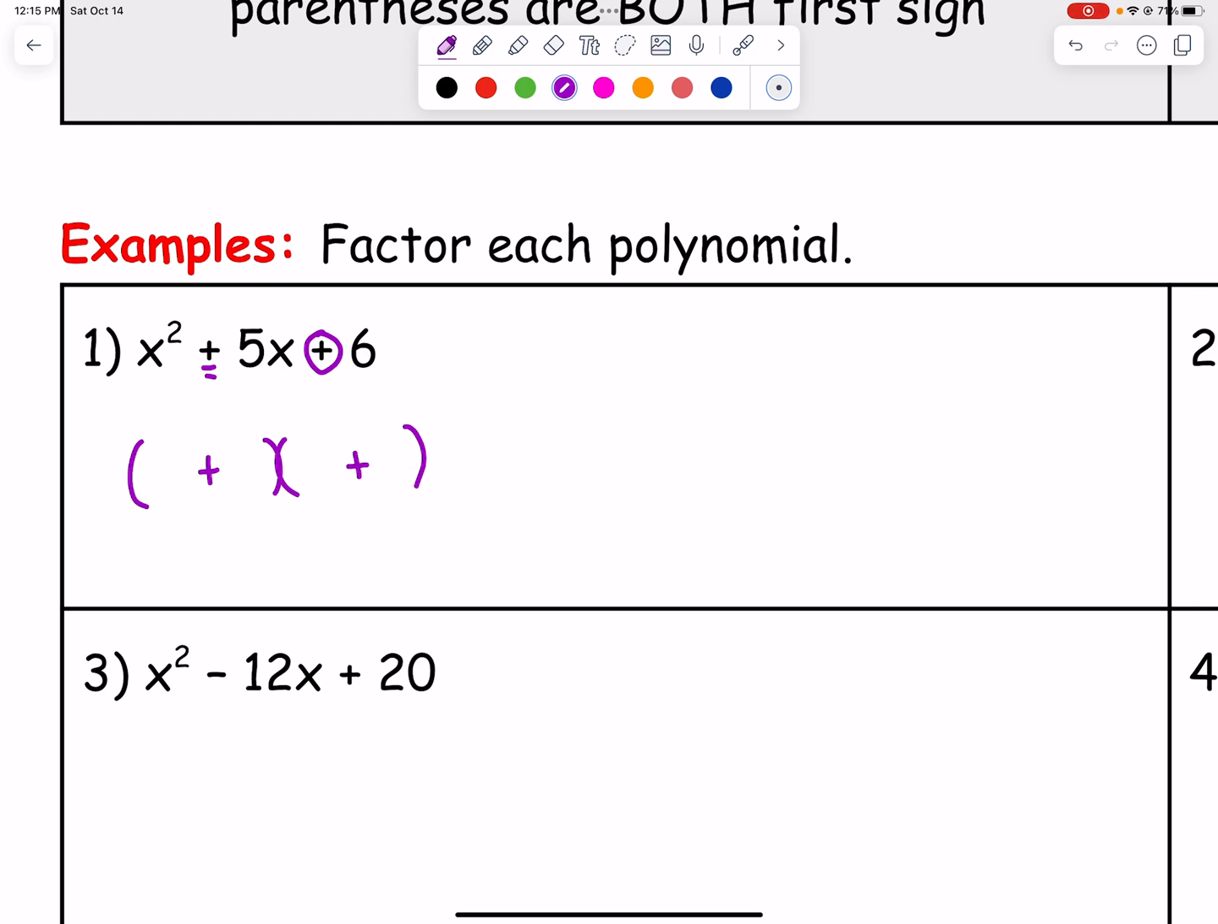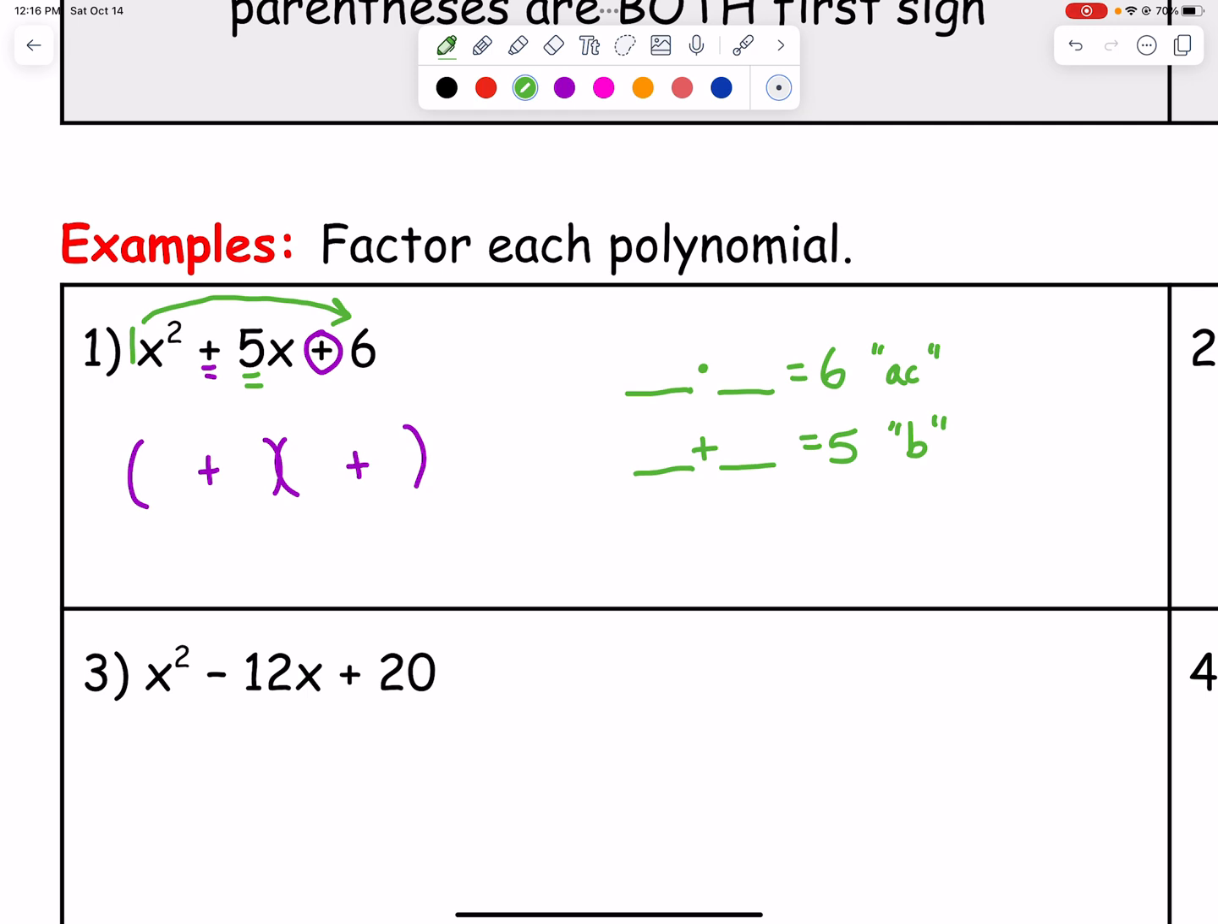And then we need to figure out what will multiply to give us a times c, which is 1 times 6. So 1 times 6. We got to figure out what would multiply to give us 6. And at the same time, what numbers would add up to give us the b value, which is 5. So 6 is our a c value, and 5 is the b value. And you take the signs and use them as they are.